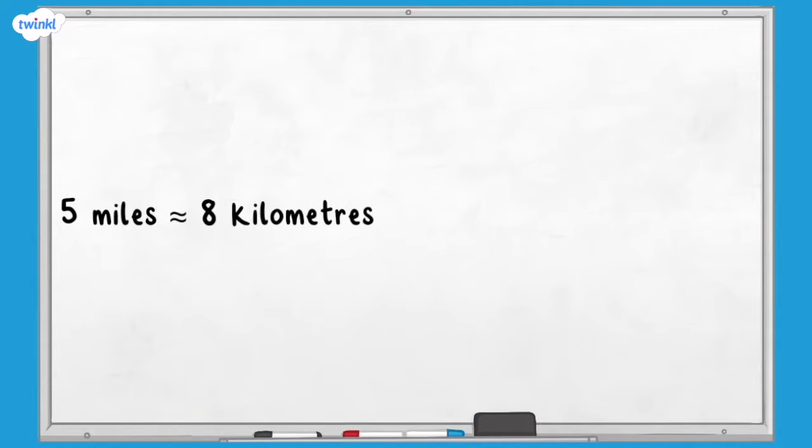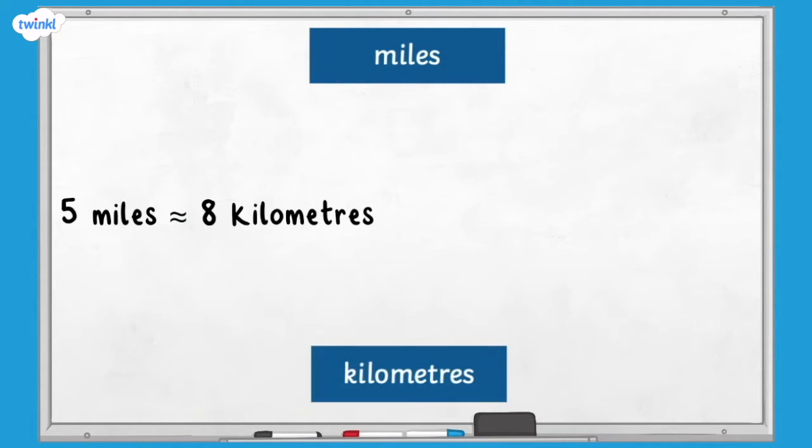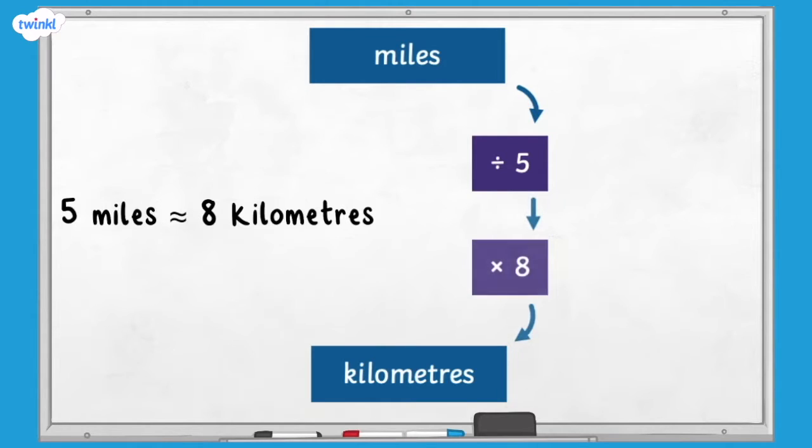When we are converting between miles and kilometres, it's important that we use multiplicative reasoning. As we know, 5 miles is approximately equivalent to 8 kilometres. So to convert miles into kilometres, divide the number of miles by 5 and then multiply this answer by 8.